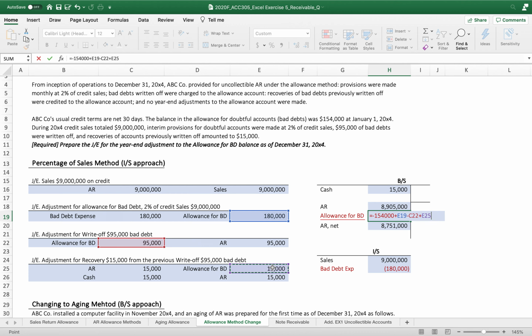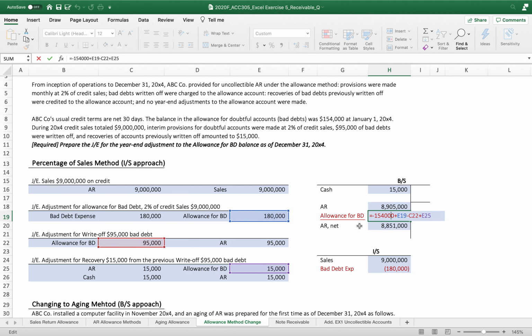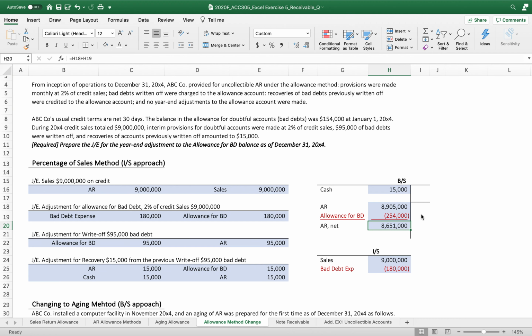recovery 15,000 previously written off. So it should be, oh sorry, that is my mistake. So $180,000 was the minus because it should be recorded on the minus. That is a contra account of asset. So that is also plus, then also minus the contra account, which is negative. Okay, so we have 254,000.